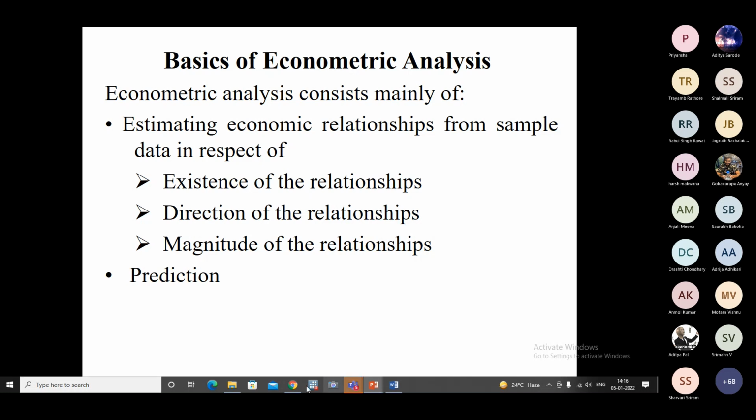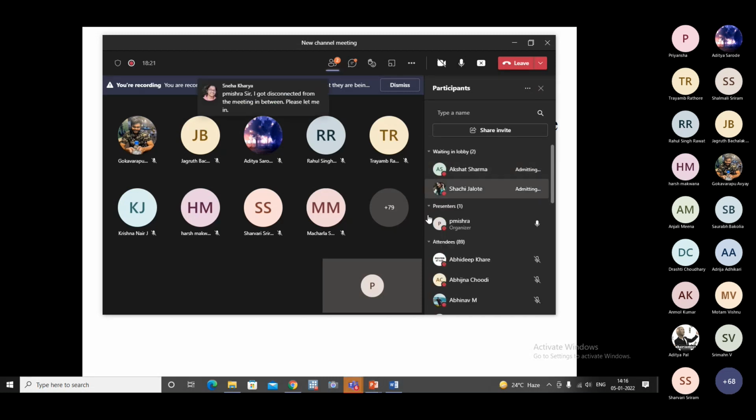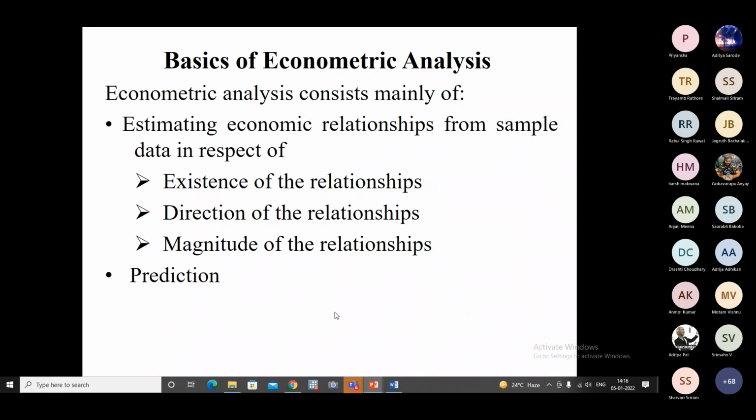So, statistical significance of the slope coefficient or the slope coefficients, that is definitely important, but at the same time it is also very, very important to see the nature of the relationship, which is basically reflected in terms of the sign of the slope coefficients.